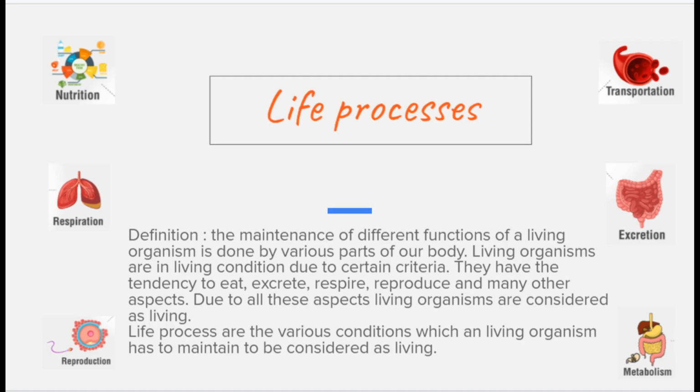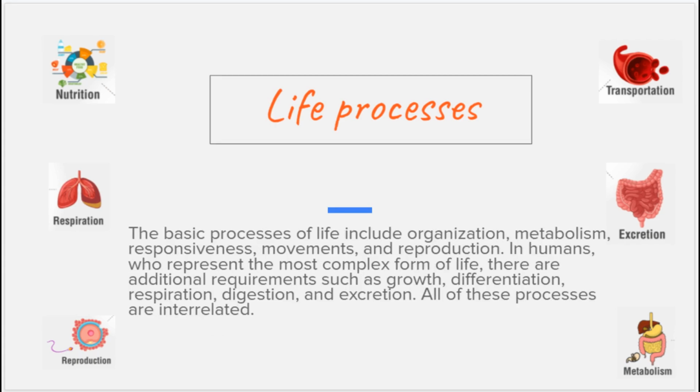Due to these criteria, living organisms are said to be living and they grow properly and maintain balance with the surroundings. So, in this chapter, that is the life processes, we shall study about the different criteria or the different factors on the basis of which living organisms survive in this world. That means we shall study about the various processes which are required to maintain the living condition of an organism.